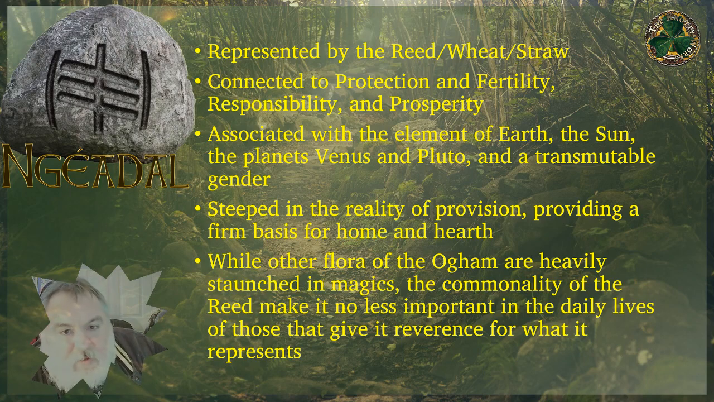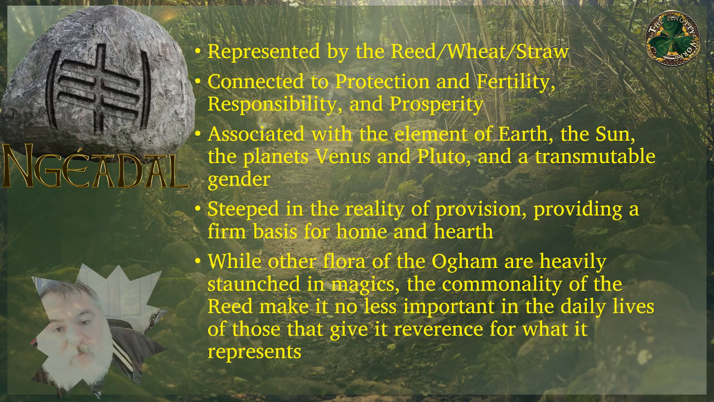things that are used in different cultures. The reed with the Egyptians. Again, wheat and straw, more medieval European cultures, food for people and animals. Again, connected to protection and fertility, responsibility and prosperity. Again, particularly wheat and straw. You can see the earthiness of this different character.